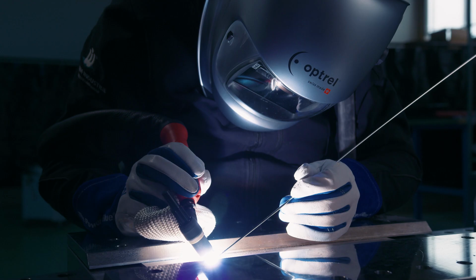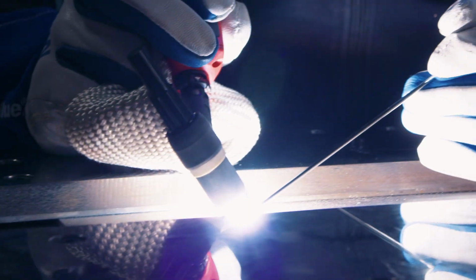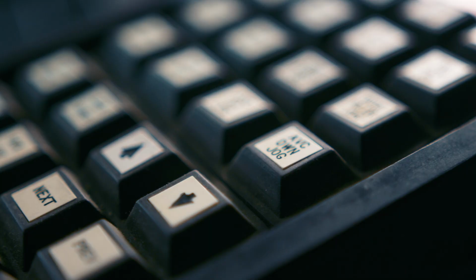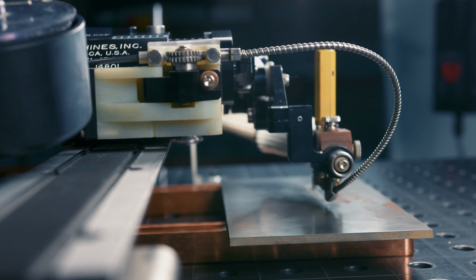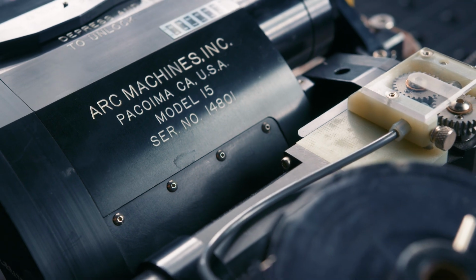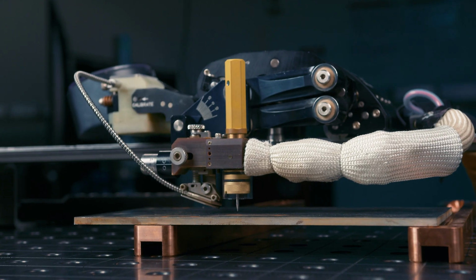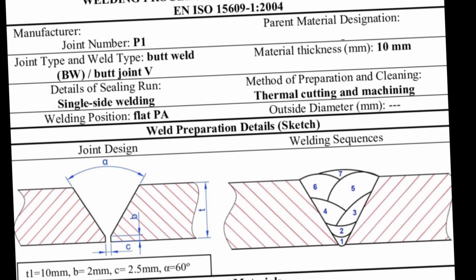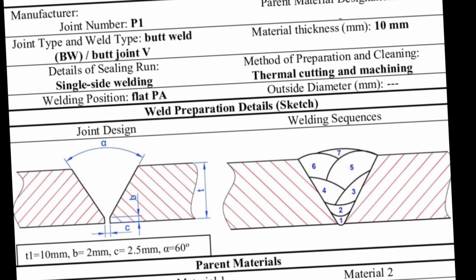How do you do it right? In manual welding, you can compensate for variables yourself. Welding automation cannot do that. That is why an optimized WPS, the welding procedure specification, is created for each application.